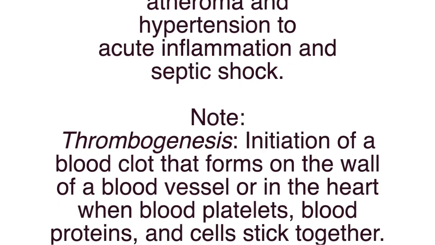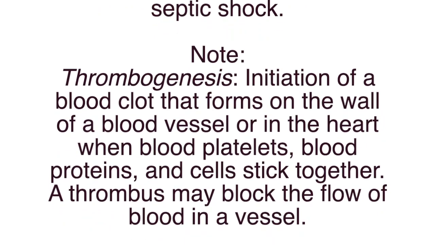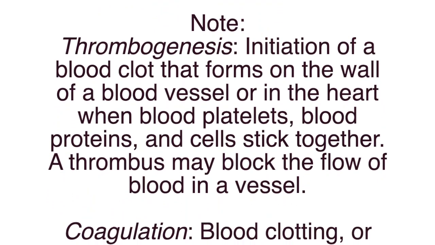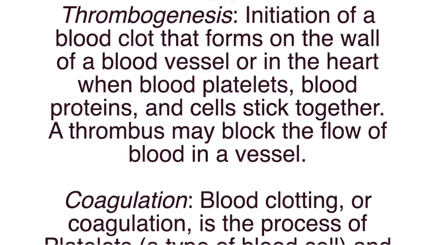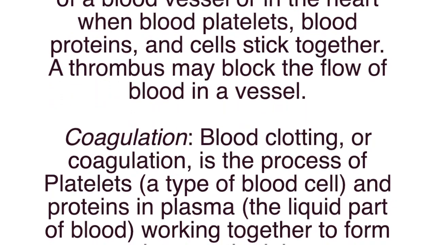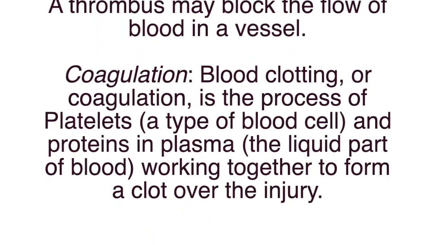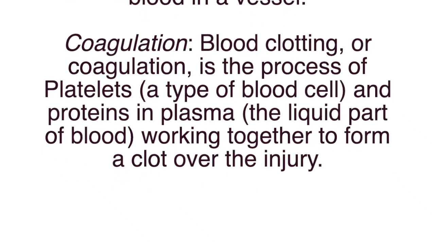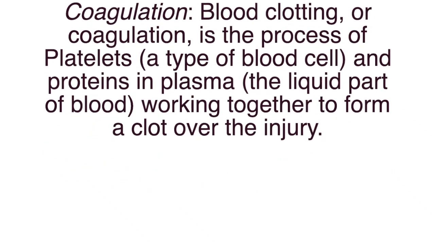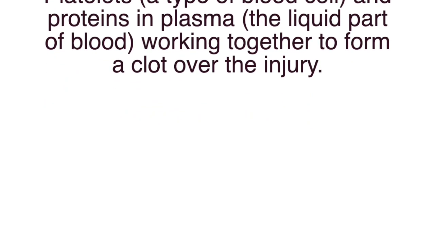inflammation and septic shock. Note: thrombogenesis is the initiation of a blood clot that forms on the wall of a blood vessel or in the inner heart when blood platelets, blood proteins, and cells stick together. A thrombus may block the flow of blood in a vessel. Coagulation. Coagulation is the process of blood clotting, that is, the process of platelets, a type of blood cell, and proteins in the plasma, the liquid part of blood, working together to form a clot over the injury.